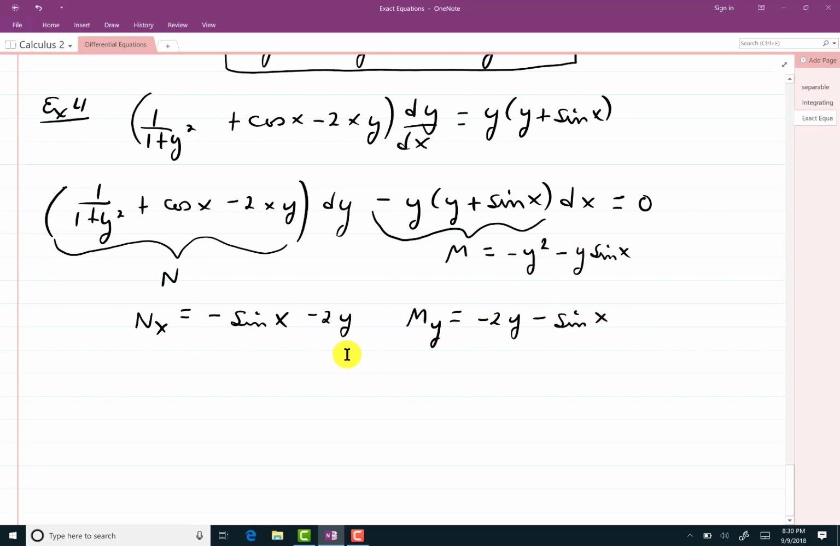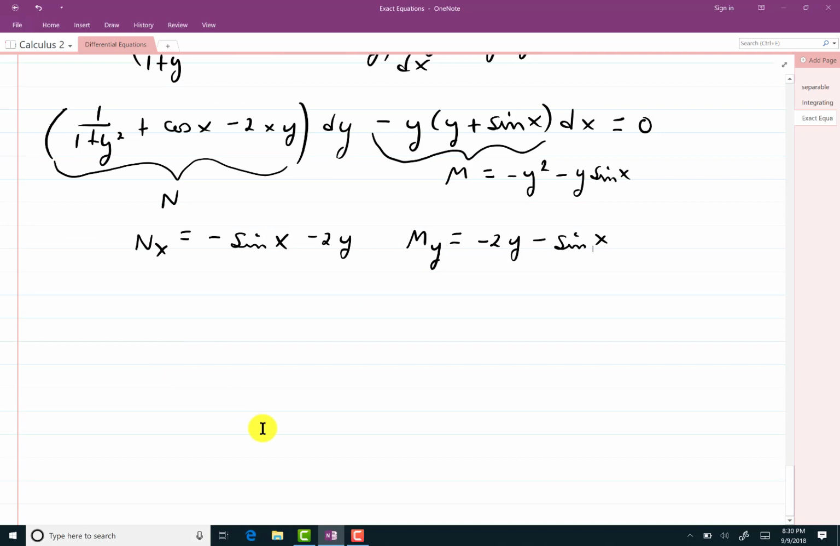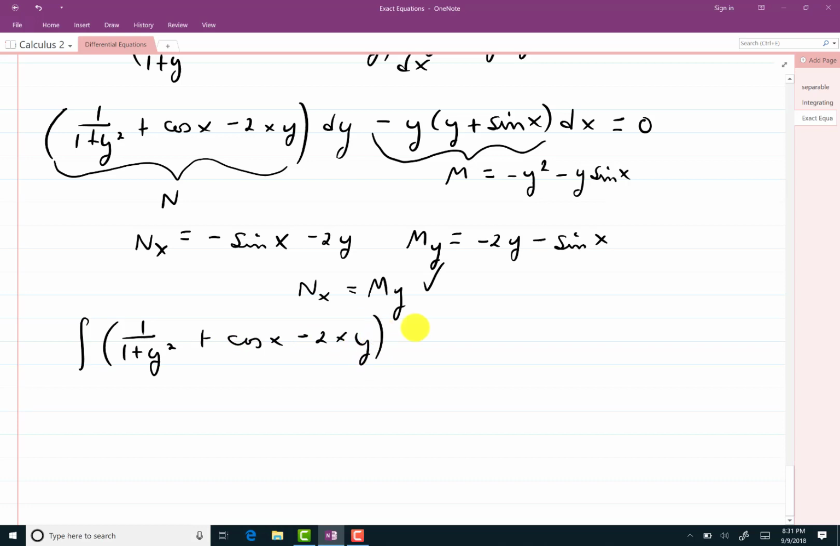So we can see I get the same thing for both pieces. N sub x equals m sub y. So I've got that. Now I can go and just integrate and see what happens. So I'll integrate the first piece. I'll have 1 over 1 plus y squared plus cosine of x minus 2xy dy.